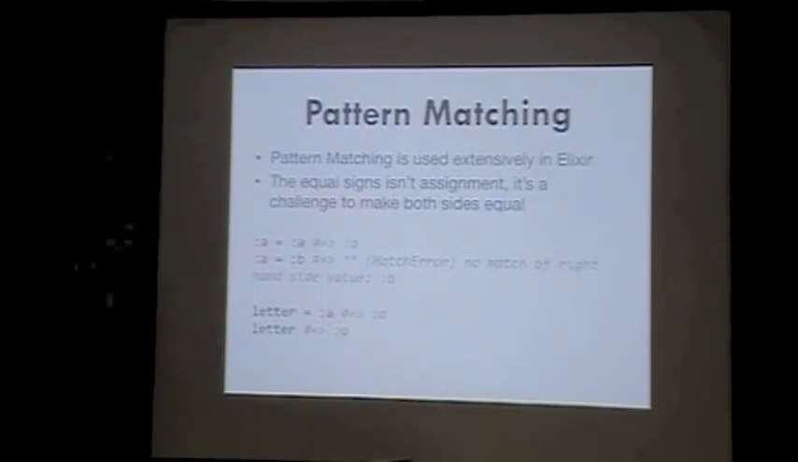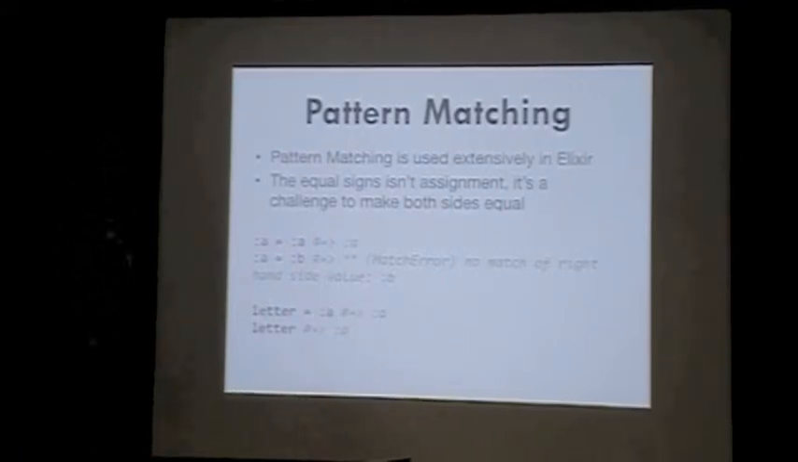So first I should cover what the equal sign actually is. The equal sign in Erlang and Elixir is not assignment. It is actually a challenge for the VM to make two sides of this expression equal. So in this case here, we're comparing the two atoms, A. Well, in this case, they're both equal. But we're not assigning here. We're actually challenging the VM to make sure that this value is equal to this value, in which case they obviously are equal, so it simply returns that value.